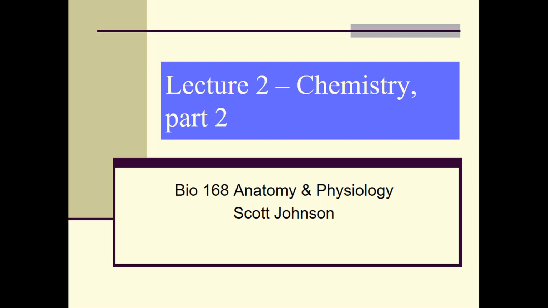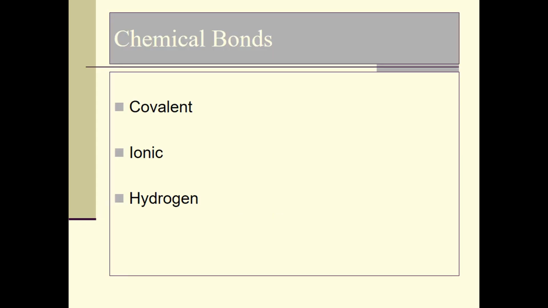Okay, this is chemistry part 2. We ended the first part talking about why atoms interact the way that they do, and that is to fill their valence shell. Except for the first shell that fills with 2 electrons, all of the others fill with 8 electrons. So we're going to be taking a look at chemical bonds.